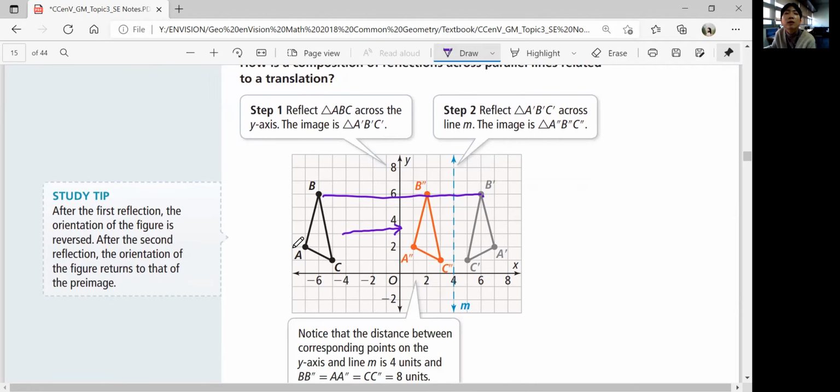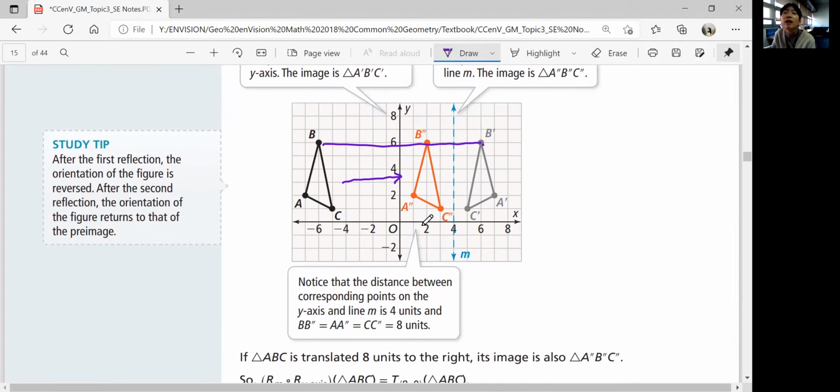But if you look at the original pre-image and the final image, you're really moving all your points 8 units to the right. Do you see that? So if you have two reflections, you might see that as a translation to sum up your transformation.